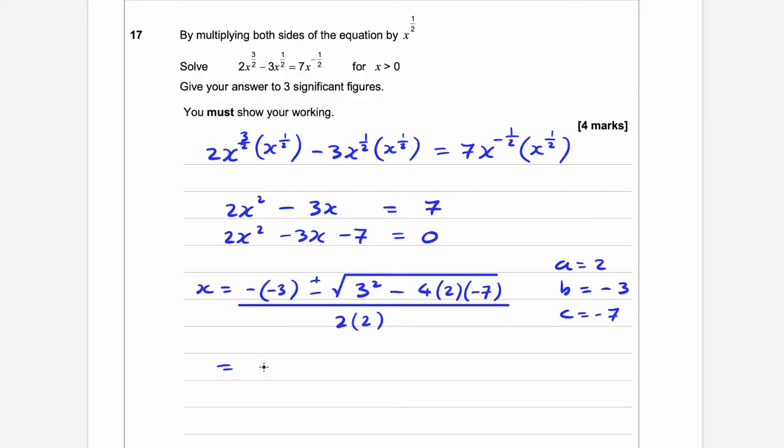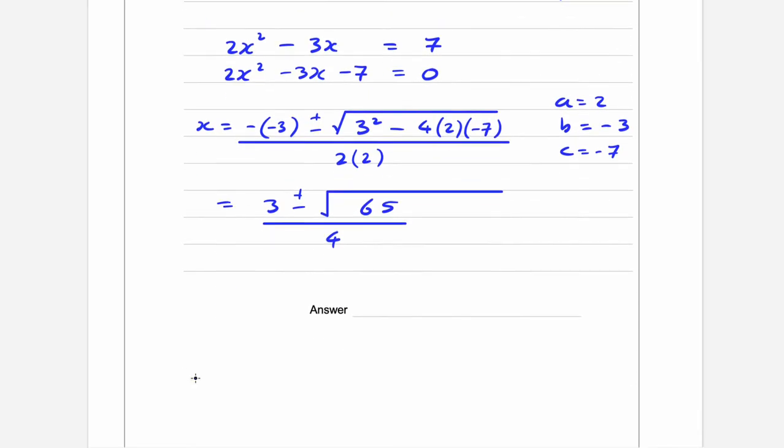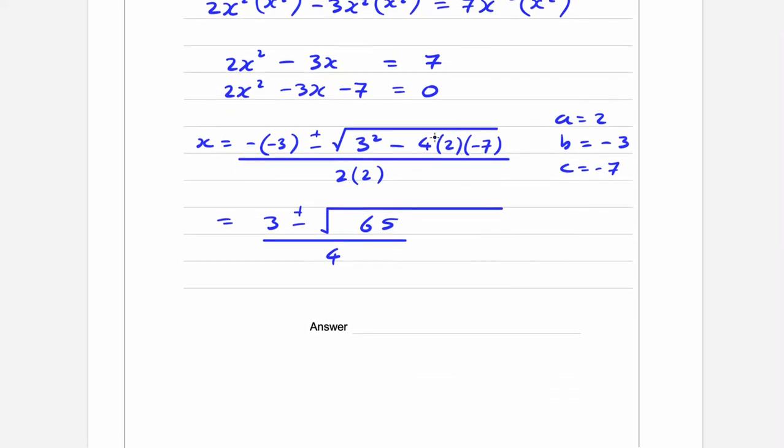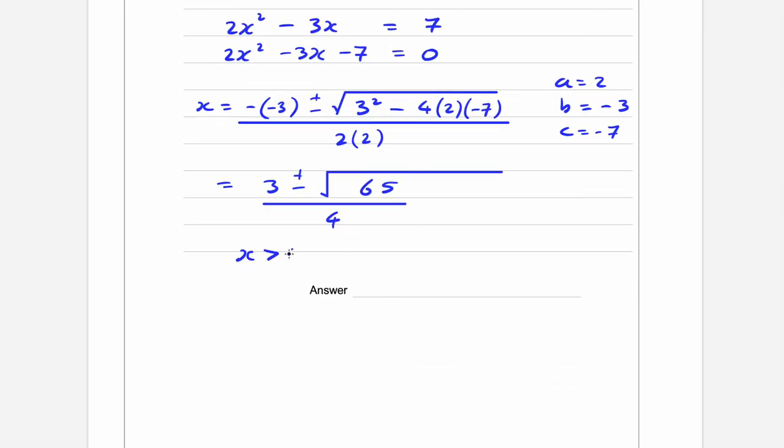So that equals 3 plus or minus the square root of 9 plus, let's just do this in one go, guys. 4 times 2 is 8, times 7 is 56, 9 plus 56 is 65. So it's 3 plus or minus the square root of 65, over 4. Now we can do both of those, guys, on the calculator. Now he says x is bigger than 0. I'm going to write that. x is bigger than 0.